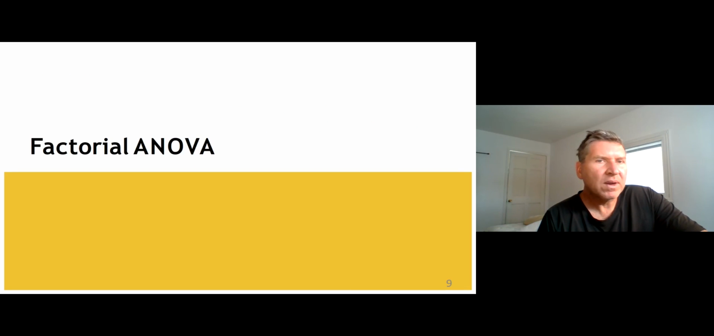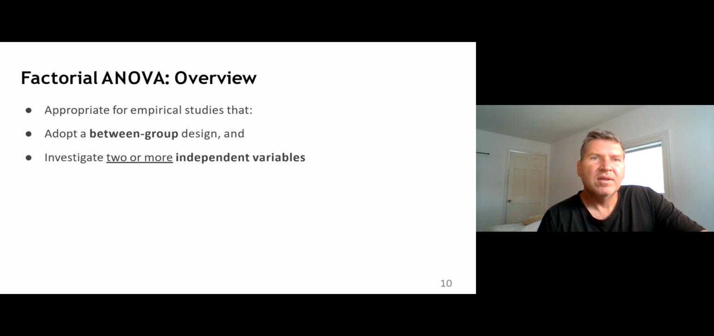So for factorial ANOVA, this is appropriate for studies that adopt a between group design and investigate two or more independent variables. So if you recall the study that I mentioned about hiring participants, and we looked at race, gender, and age, this is the type of ANOVA test that we did.